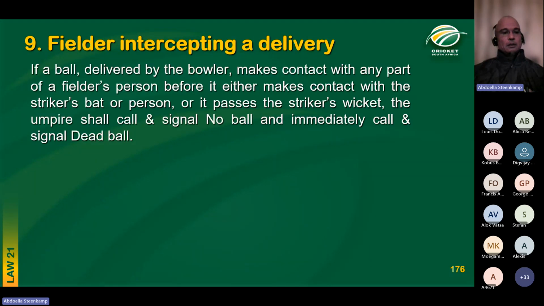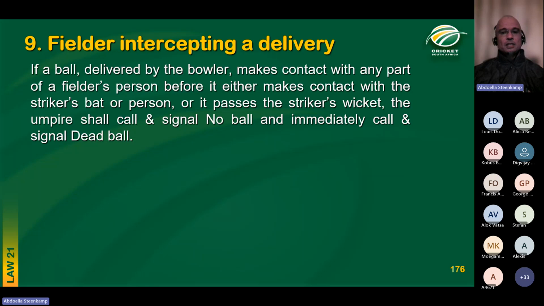So what happens if a fielder intercepts a delivery? The law tells us that if a ball makes contact with the fielder or any part of the fielder's person before either striking the bat or person of the striker, or before passing the striker's wicket, either umpire must immediately call and signal no ball, and a split second later call and signal dead ball.